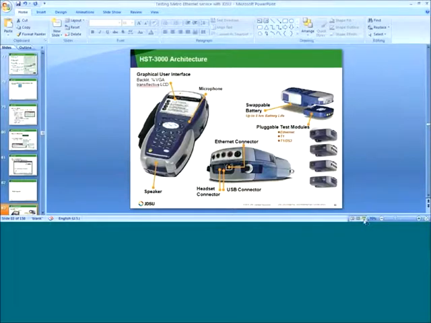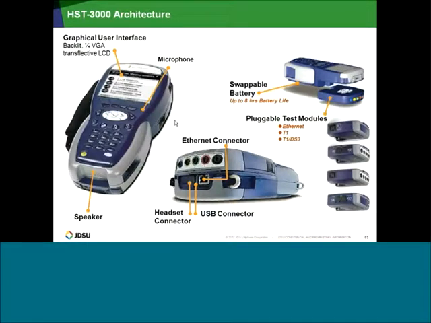All right, so let's start off with the HST 3000. If you guys have used this in the past, this, of course, is an extremely popular device, not only for Ethernet testing, but also for triple play service turn-up. So, for example, the copper testing, the VDSL testing, it's an extremely powerful box.